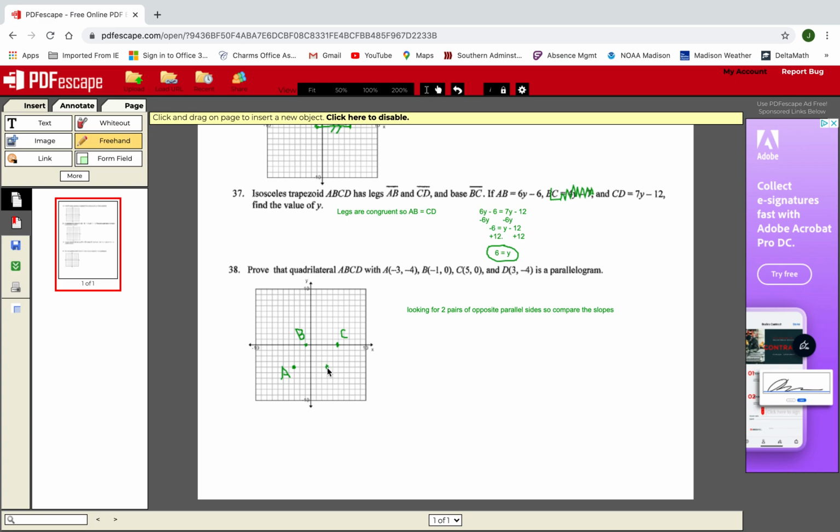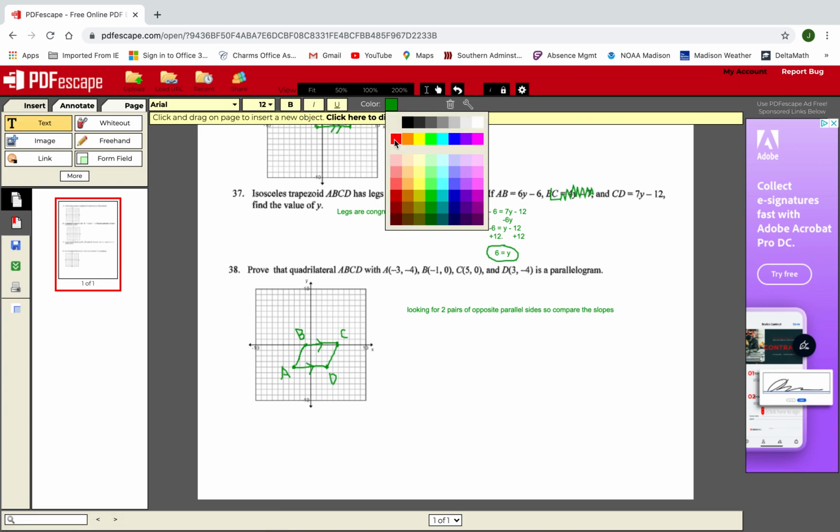Once you've got this graphed, connect your dots. We can see that BC and AD are definitely parallel because they're perfectly horizontal lines. Go ahead and put parallel marks on those. So all we need to do then is count some boxes and calculate the slopes of AB and CD.